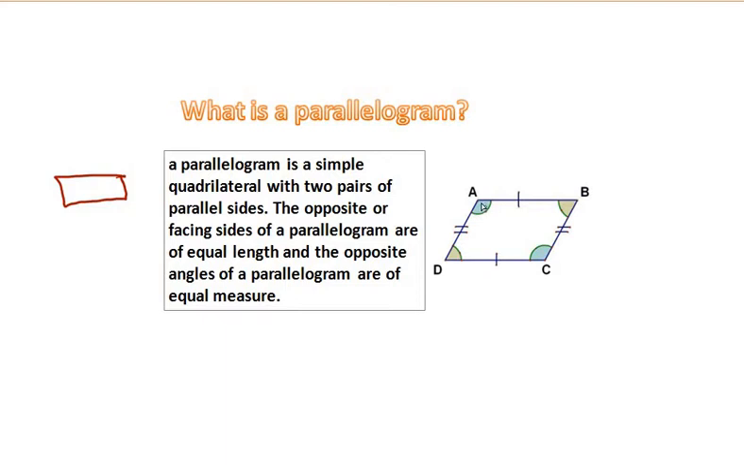The length of side AD equals the length of side BC. Also the length of side AB equals the length of side DC. The opposite angles are equal as well. A and C are equal. B and D are equal. So this is what we call a parallelogram: a quadrilateral with two pairs of opposite and equal sides and two pairs of opposite and equal angles.